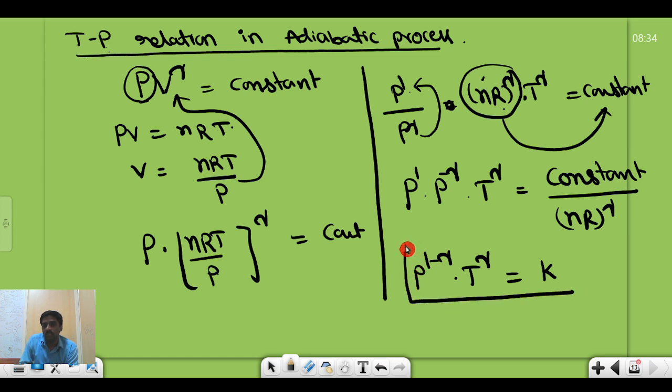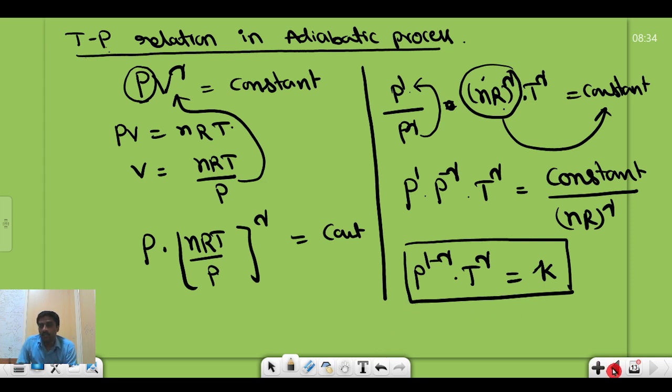That is also another constant. This constant is not equal to the previous constant, so we take a small k for it. This is the equation which gives the relation between P and T in the adiabatic process.